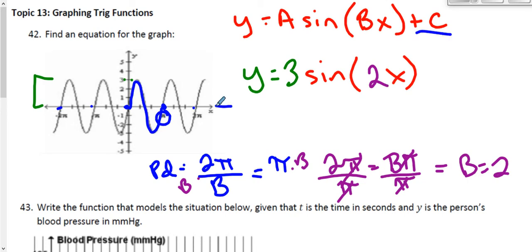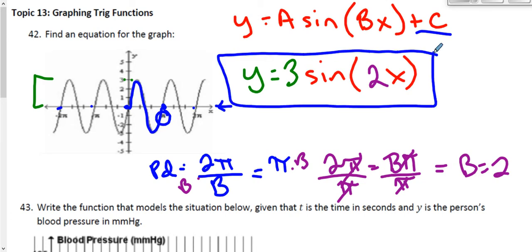Up last, I have to find that vertical shift. Vertical shift is how far the midline moved from 0, but my midline's at 0, so I did not actually have a vertical shift. So I don't have to add or subtract any c value because I haven't moved. So this is my final function right here.